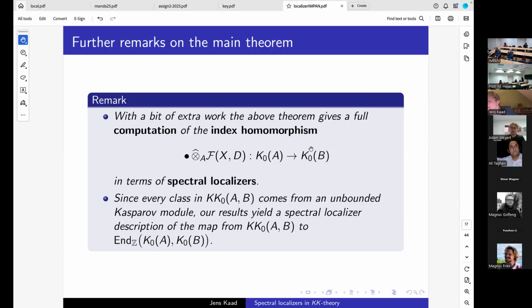I was really interested in these spectral localizers because I'm actually hoping to construct homomorphisms of K groups that do not come from classes in KK theory. It's a slightly different question. The other way. Okay. But I haven't thought about whether it gives you insight on the UCT problem. I don't know.